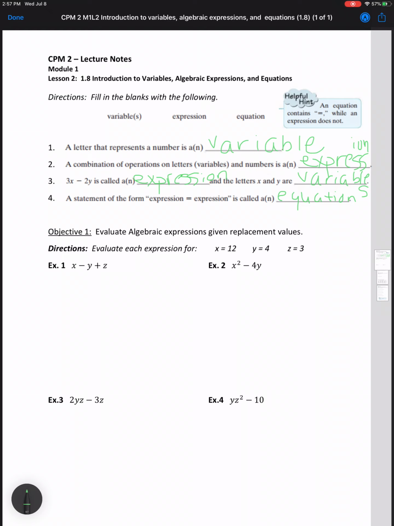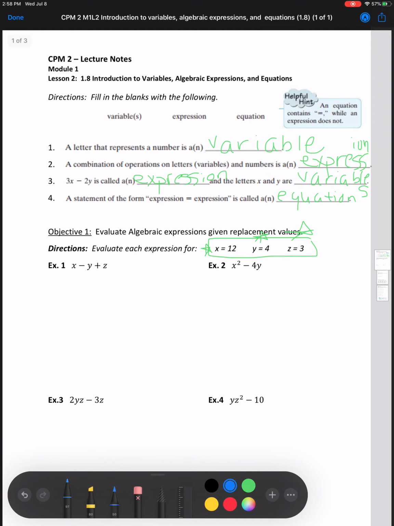So objective number 1, evaluate algebraic expressions given replacement values. The directions say, evaluate each expression for the given values. If you notice, all 4 of these are expressions. None of them have equal signs, do they? So we are evaluating expressions, and they're telling us over here what to replace our letters with. Instead of x, I'm replacing it with 12. Instead of y, I'm replacing it with 4. And instead of z, I'm replacing it with 3.